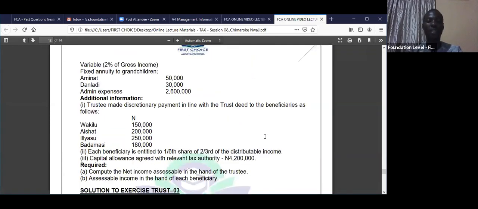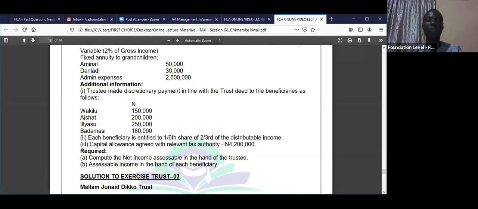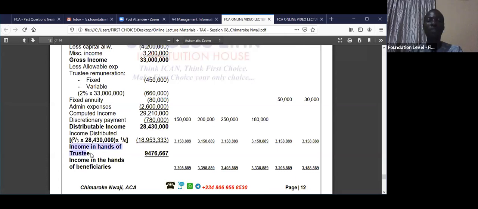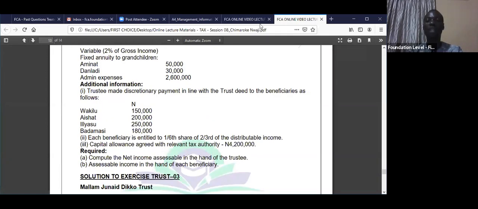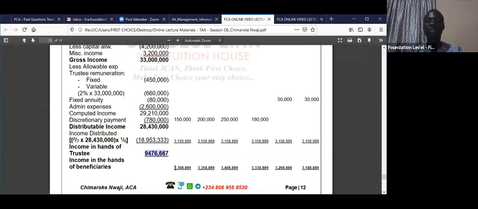So look at the net income, compute the net income accessible in the hands of the trustee. This is the net income in the hands of the trustee. And they said, accessible income in the hand of each beneficiary. This is the accessible income in the hands of each beneficiary. So this computed income is like the accessible income in the hands of the trustee. It's like accessible income. But now, in terms of beneficiary, this final one is their accessible profit.